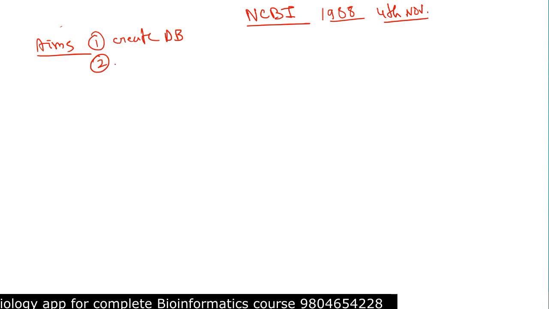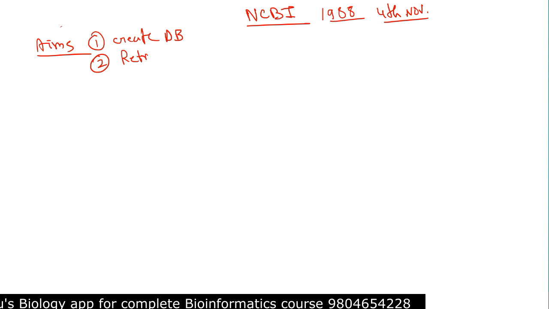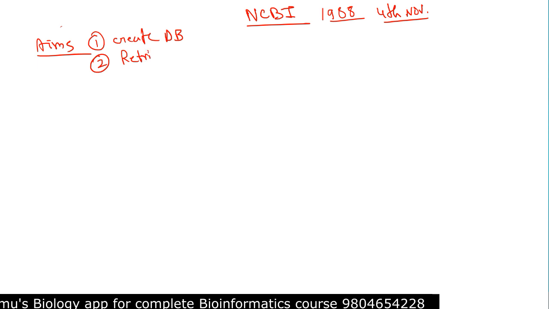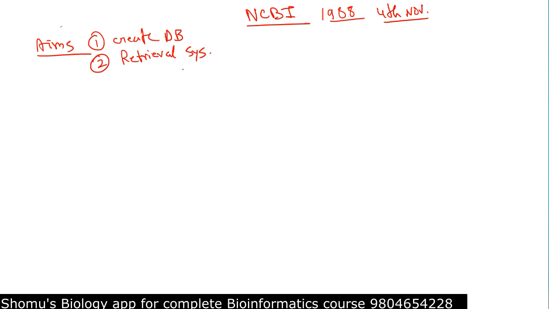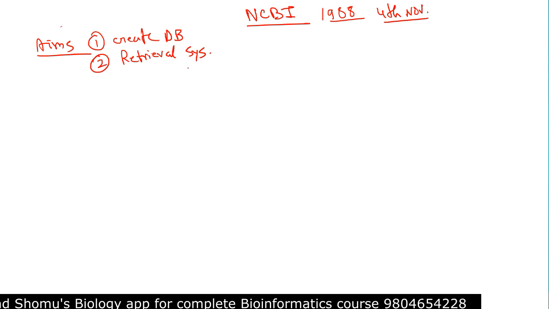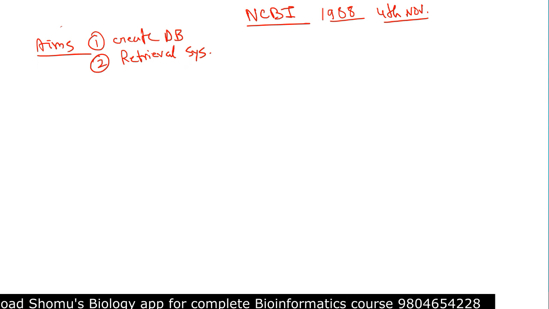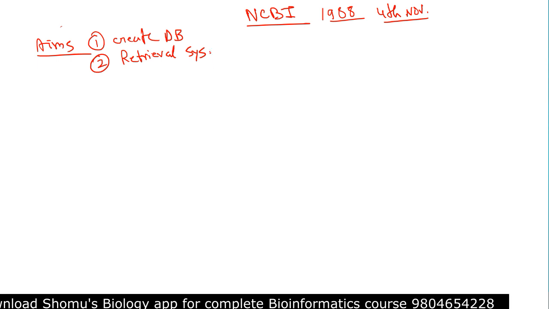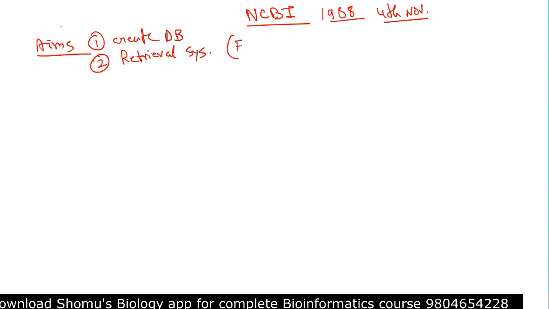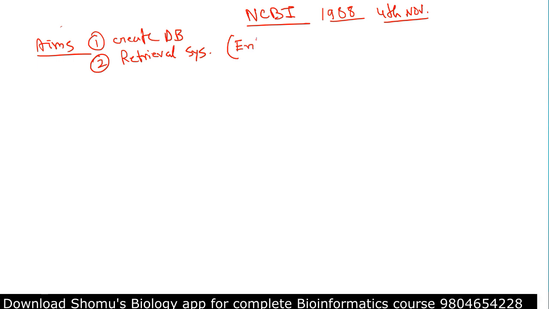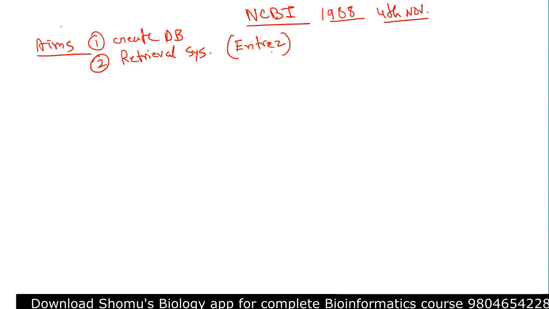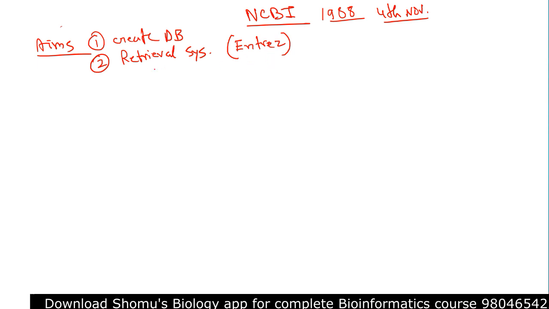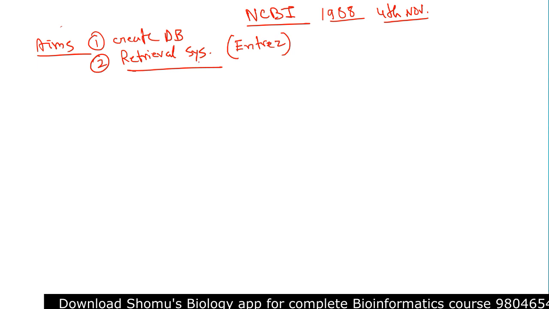The second important aim is to provide a retrieval system. A retrieval system is needed for retrieving information from the database. A database with so much information will be of no use if you are unable to retrieve the information. So retrieval using what? Using entries. Entries are used in NCBI to access and retrieve information from the database.